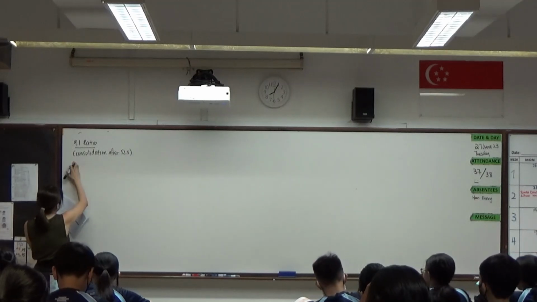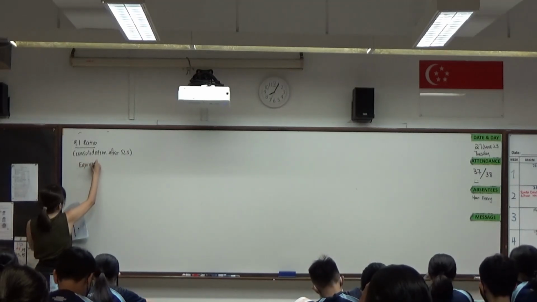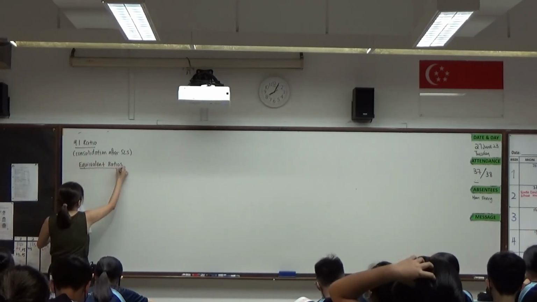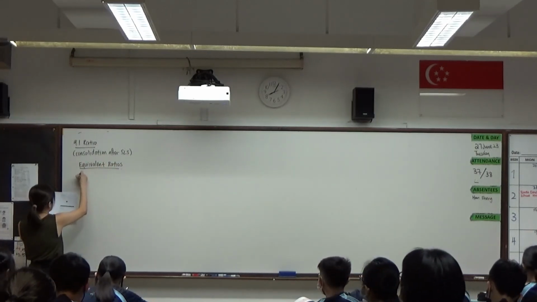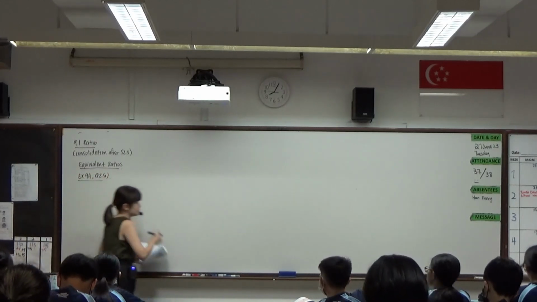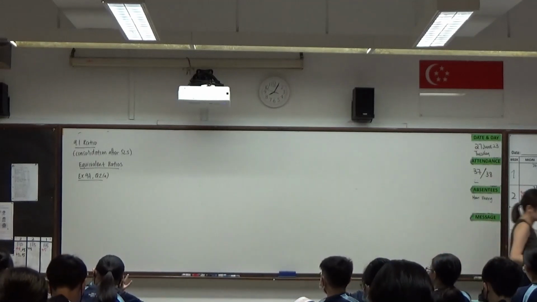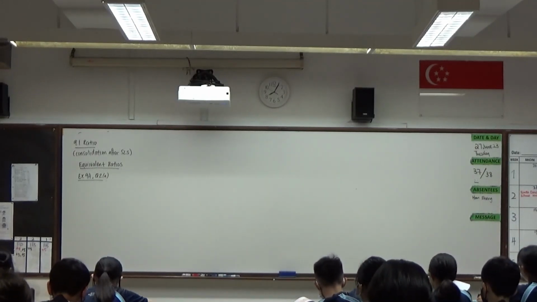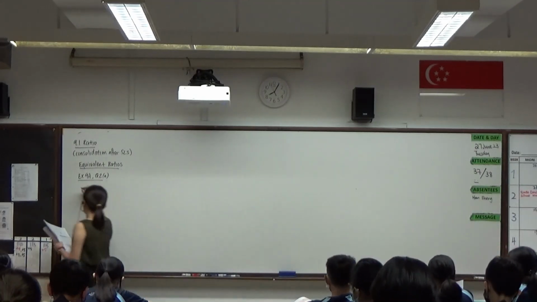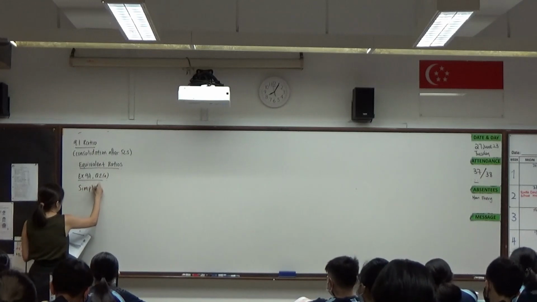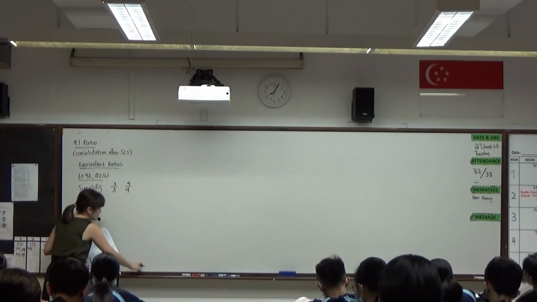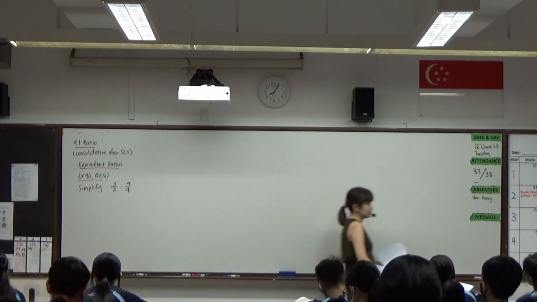On the topic of equivalent ratios. Okay, if we are asked to simplify, in this case, 3 over 8 is to 9 over 4. Okay, how do we go about doing that?